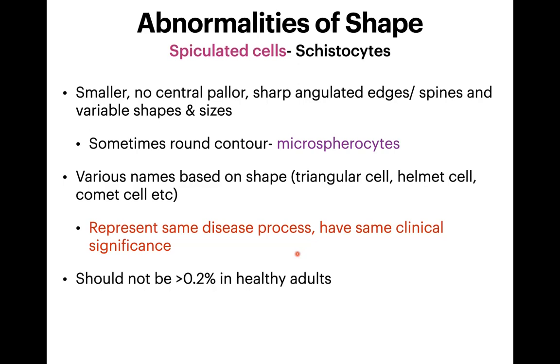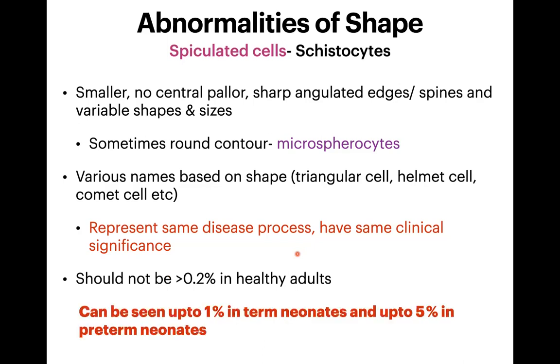They should not be more than 0.2% in healthy adults, but normally we don't see schistocytes in the peripheral blood. They can be seen up to 1% in term neonates and up to 5% in preterm neonates. Just keep this in mind, because once I actually mentioned hemolysis in a neonate without knowing that it was term or preterm, and found out later that it was a preterm neonate.